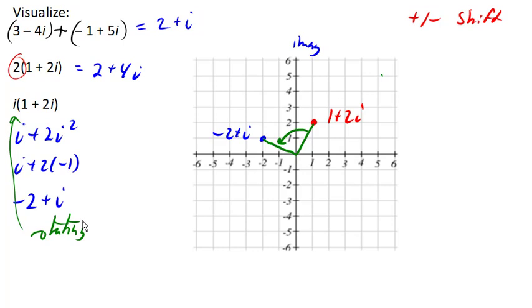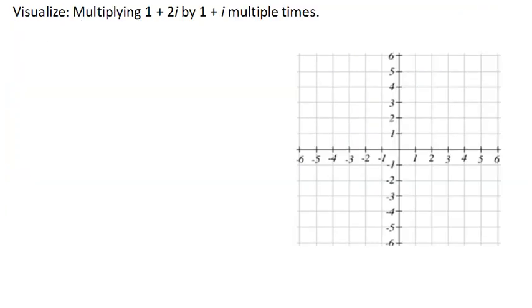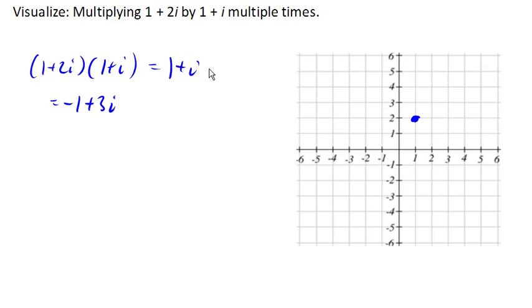Now this gets even more interesting if we start doing multiple calculations. And so imagine that we start with 1 plus 2i here, and then I multiply by 1 plus i. Now, I already did the calculations here, and it comes out to be negative 1 plus 3i after that multiplication. If you want to see a couple steps there, we do first, so 1 times 1, outer, 1 times i, inner, 2i times 1, and last, 2i times i. And then remember, i squared is negative 1, so we end up with 2 times negative 1 here. Negative 2 plus 1 is negative 1. i plus 2i is 3i. So we end up with negative 1 plus 3i.